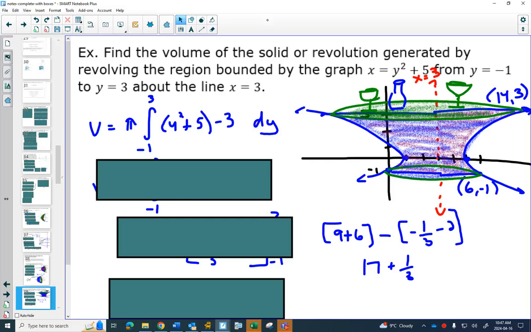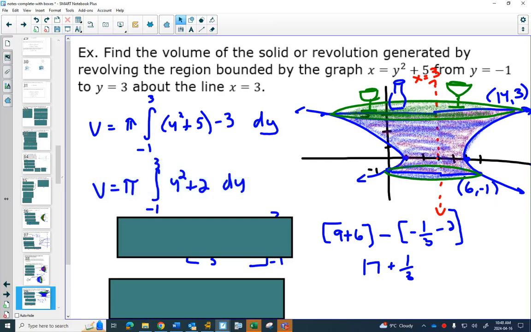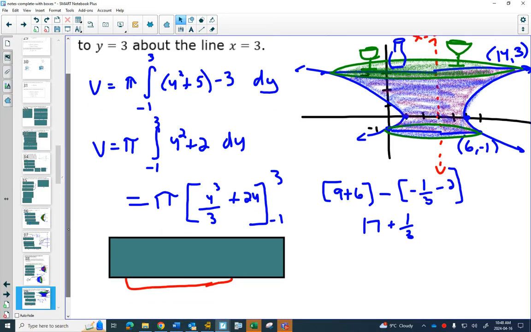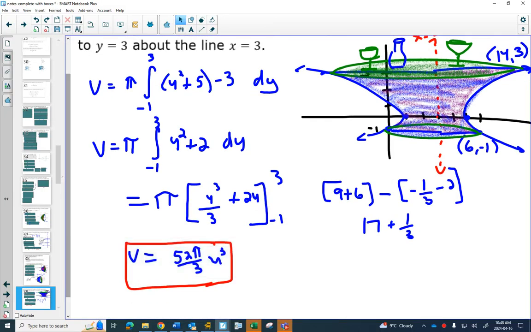Combine like terms, integrate as per normal. And whatever units you were using, you have to buy 52 pi over 3 units cubed of plastic to make this table for your fancy high-end restaurant.